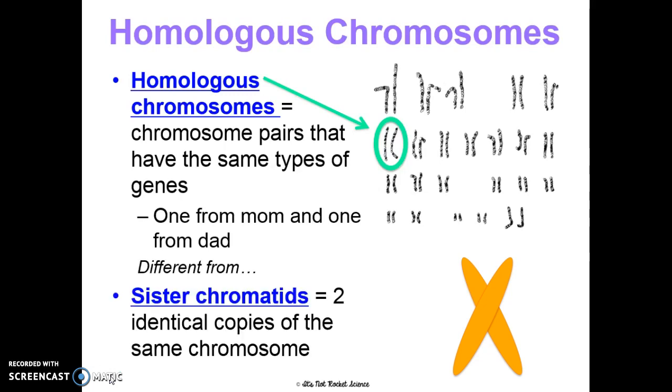Now, sister chromatids are two identical copies of the same chromosome. So if we look to the right, our X's that we've been talking about, both of those chromatids code for the exact same thing. And they're the exact same sequence. So that's the biggest difference. Homologous chromosomes are a pair that have the same types of genes, but they're not identical sequences because one's from your mom, one's from your dad, whereas sister chromatids are identical copies. They are the exact same sequence.